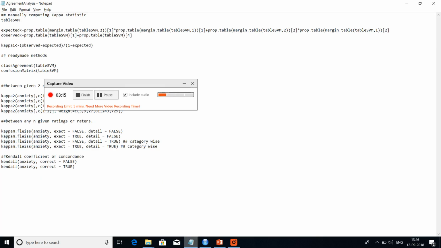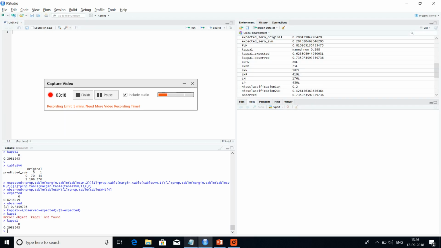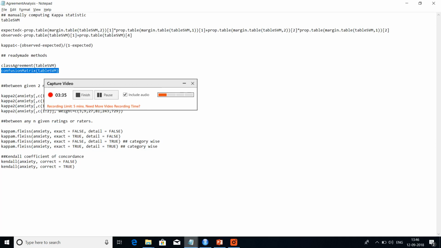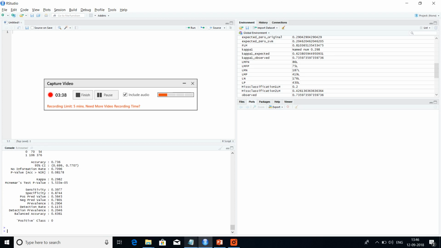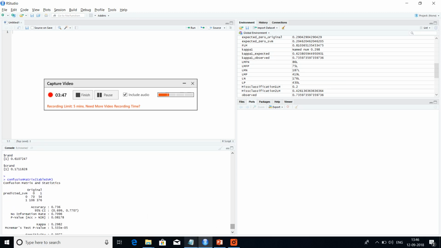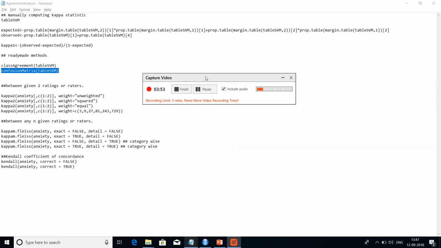Now, another way, which we did last time, is a ready-made method. It's called class agreement. So I'll just pass on the table of computation for my current model, which is SVM, and then I get the same computed value for the kappa statistic, which is 0.29. And I can do that also using the confusion matrix, which also computes a range of other metrics. We looked at accuracy, sensitivity, specificity, and so on. We are currently interested only in the kappa value, which is again 0.2982. So that's a quick way to understand what the kappa statistic is.